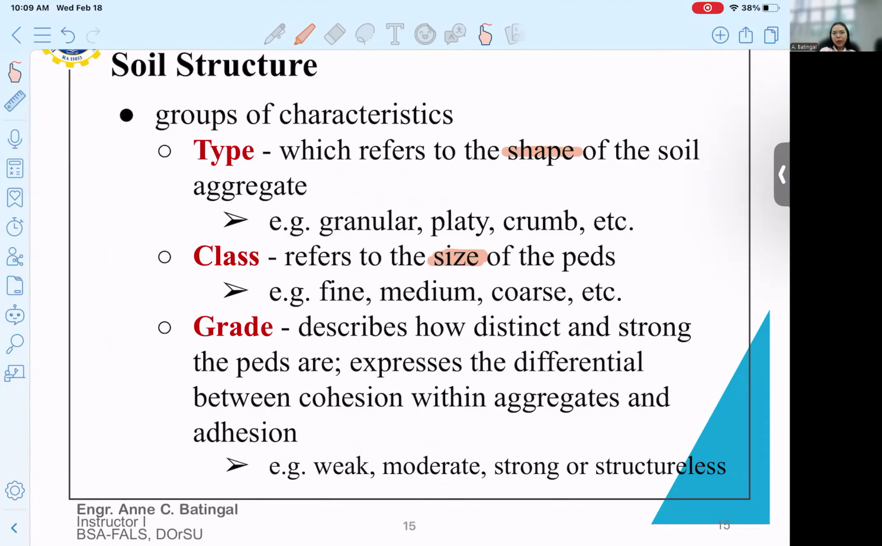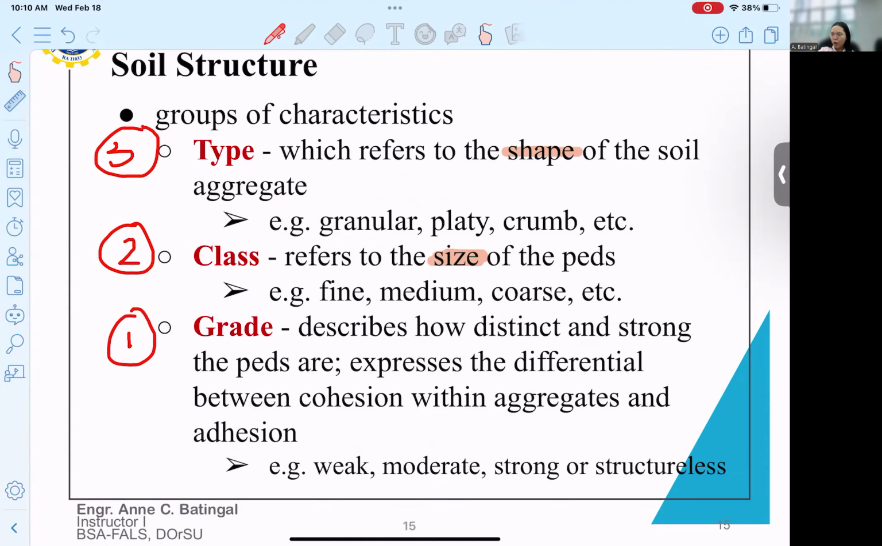Now, for example, a full description sa imuhang soil of a given bed could be strong, coarse, prismatic structure. So, strong pasabot grade, coarse pasabot class, and then lastly is your type, prismatic structure. So, kung mag-describe kamo og soil sample, mauna permi si grade. Next is your class. And then lastly is your type.